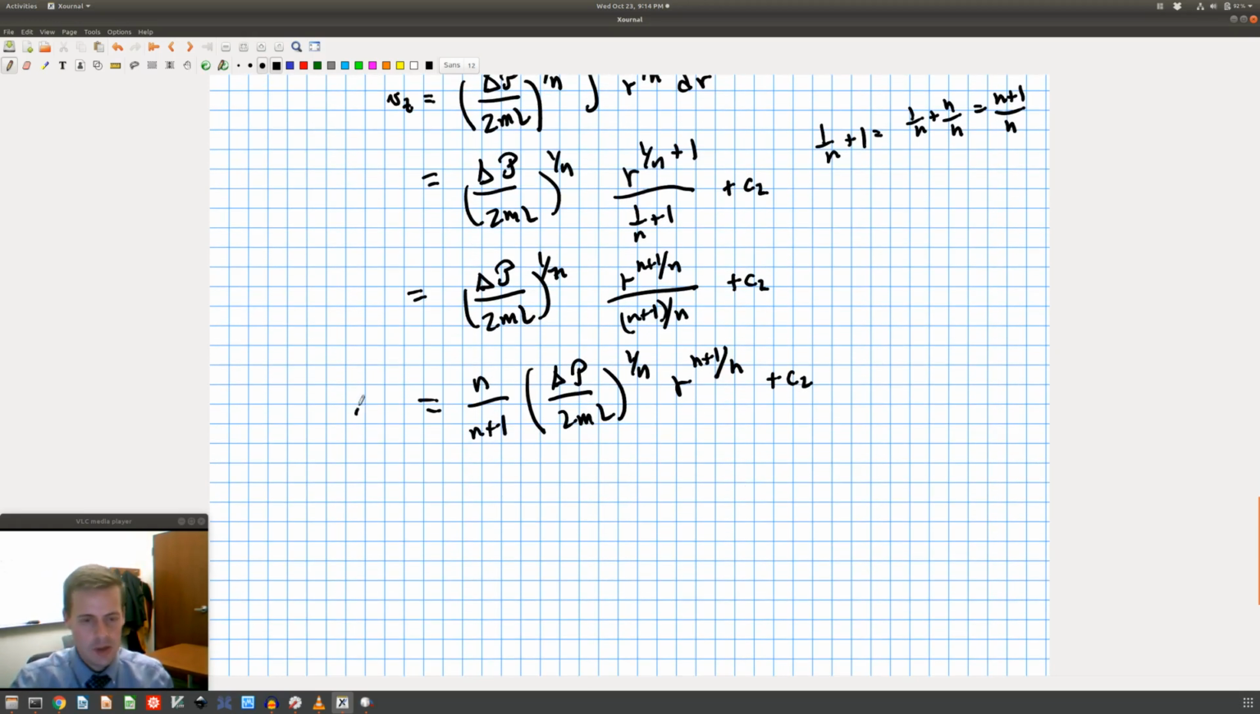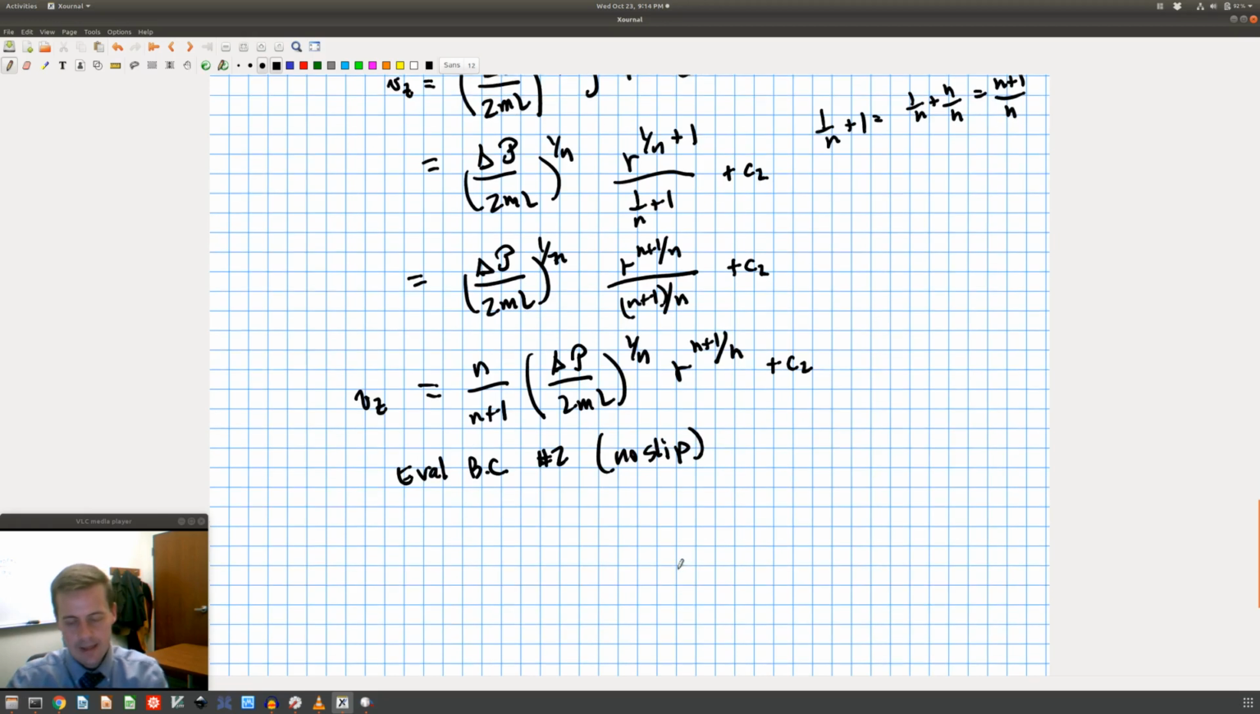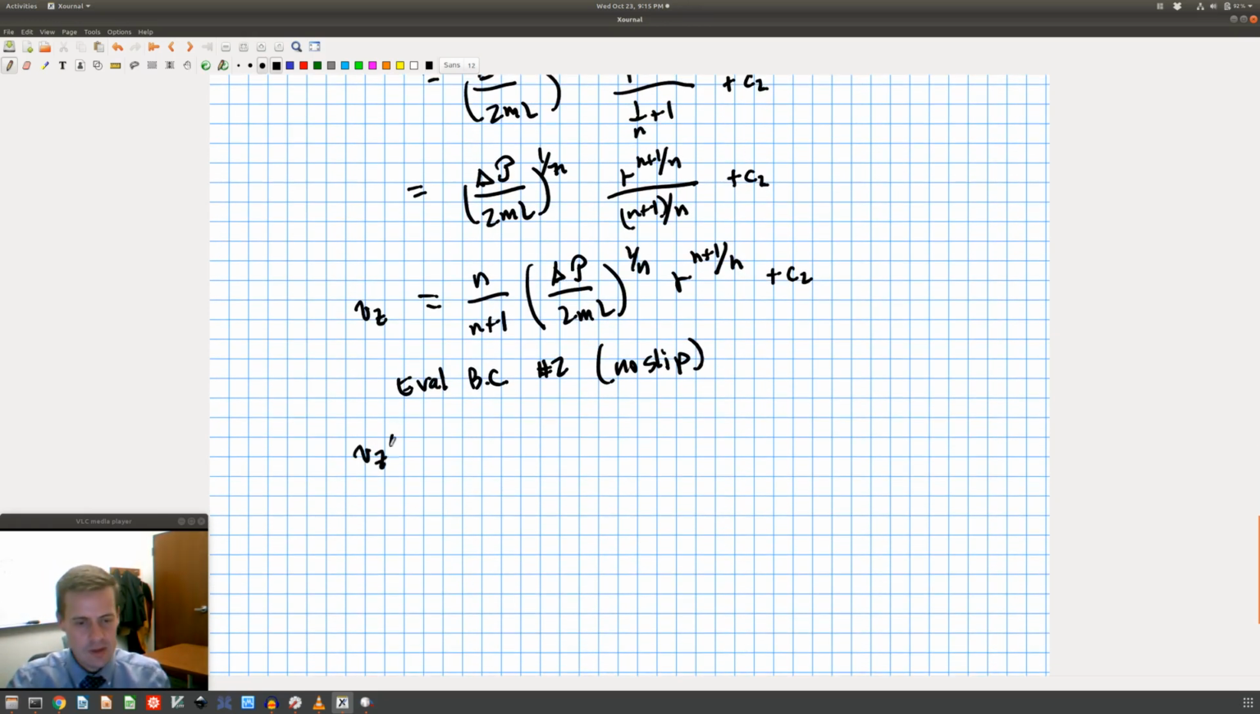Okay, so I'm done with my integral. Now I need to evaluate my boundary condition. So evaluate boundary condition number 2, which was the no slip condition. To do that, I have Vz at r equals R, that equals 0. And what that's going to give me is n over n plus 1 delta dynamic P over 2ml to the 1 over n, big R to the n plus 1 over n, plus C2. So C2 is going to equal the negative of that.